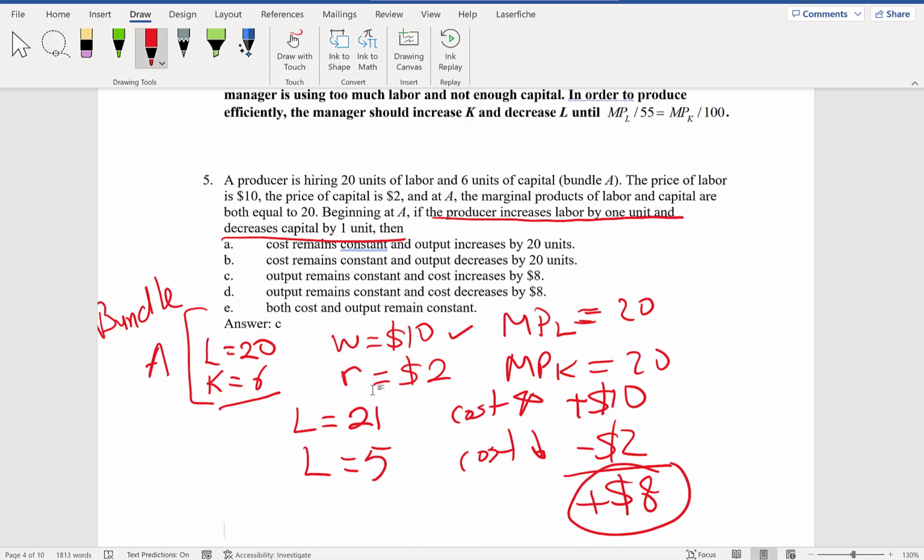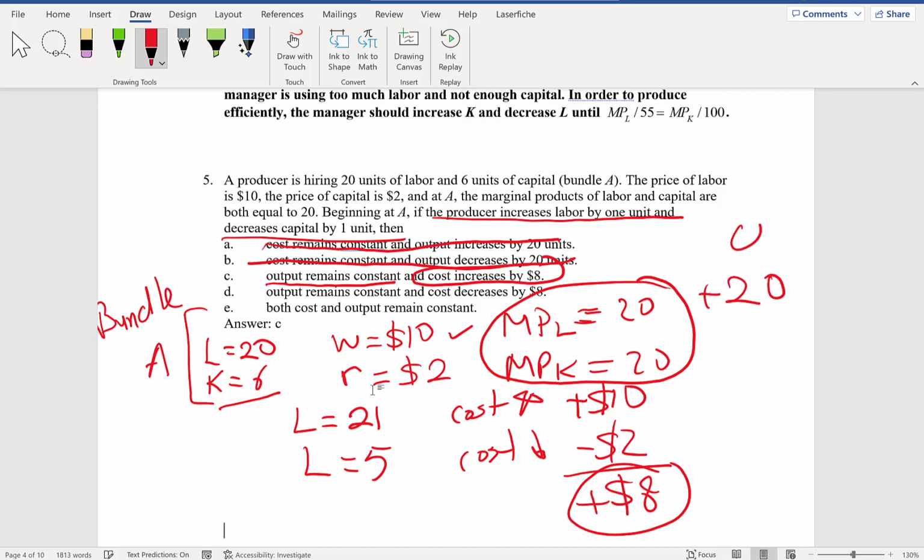So cost never remains constant. A and B are wrong. So I know cost increases by $8, okay? And then output remains constant. Why? Because the marginal product of each unit of worker and capital is the same. So when you hire 1 more labor, you're going to produce 20 more. When you reduce your capital, you're going to produce 20 less. So output, no change.